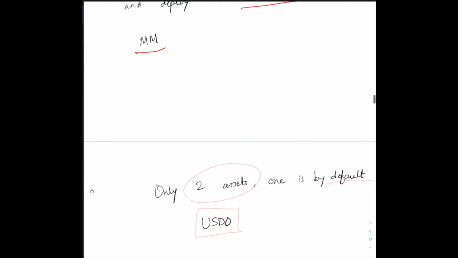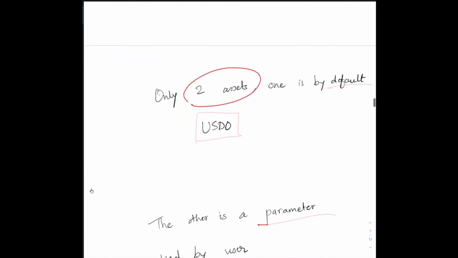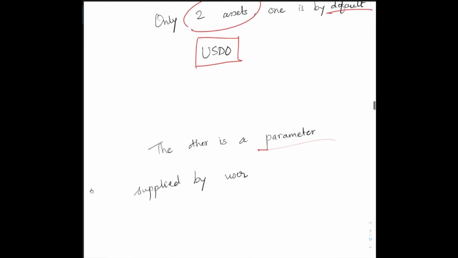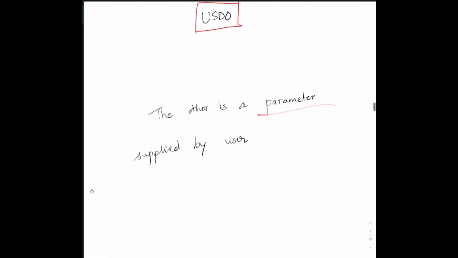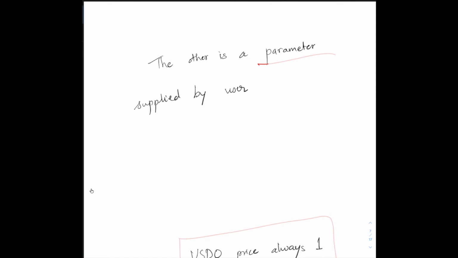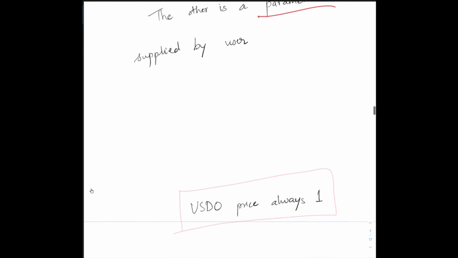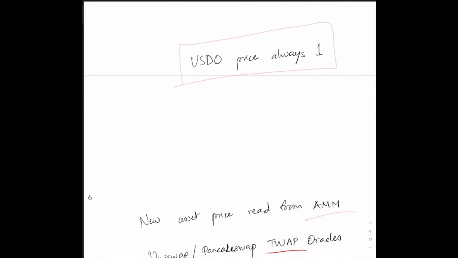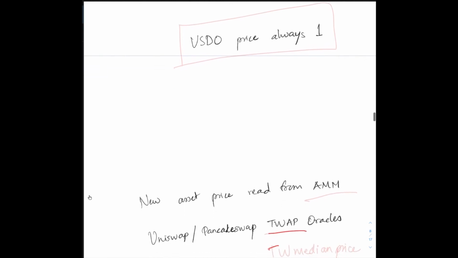In that, only two assets will be added by default, and the default asset out of that pair is USDO. So one is USDO, and then you can have another asset, which is supplied as a parameter by the user. For example, it can be OpenUSDO or ETHUSDO, etc. So it basically creates a new money market in which there are only two assets: one of them is USDO, and the other is whatever asset you want as collateral to mint USDO.